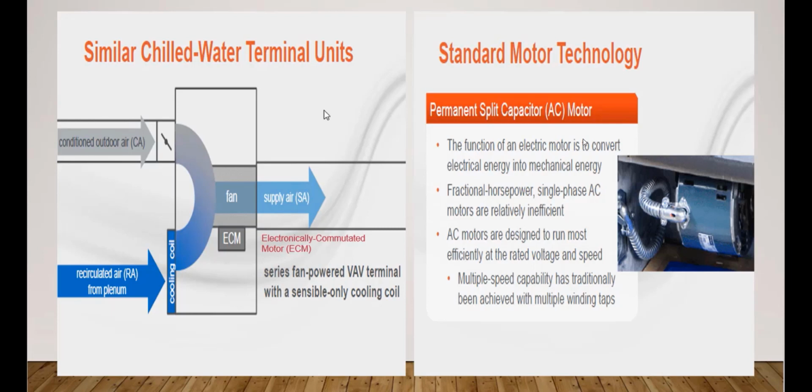Fractional horsepower single phase AC motors are relatively inefficient. AC motors are designed to run most efficiently at the rated voltage and speed. Multiple speed capacity has traditionally been achieved with multiple winding taps.